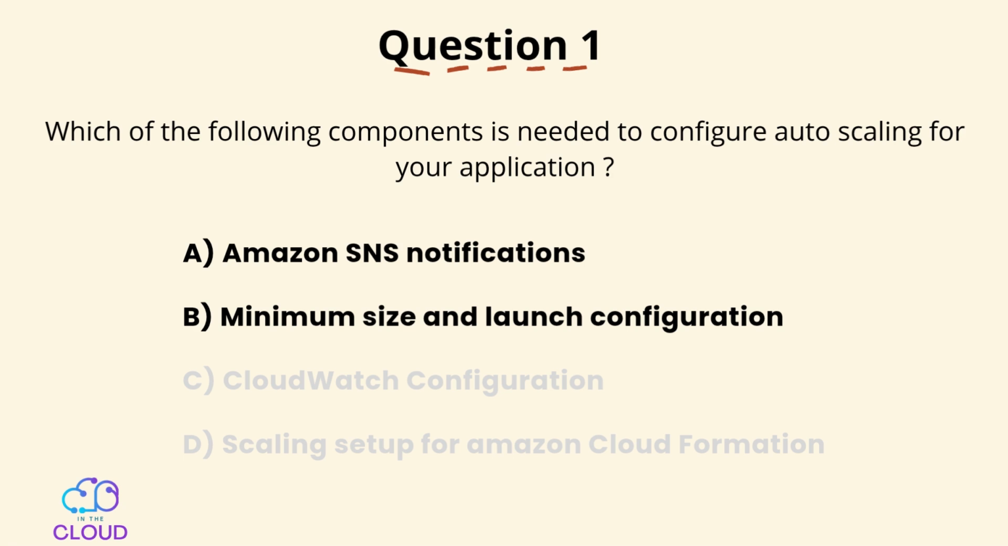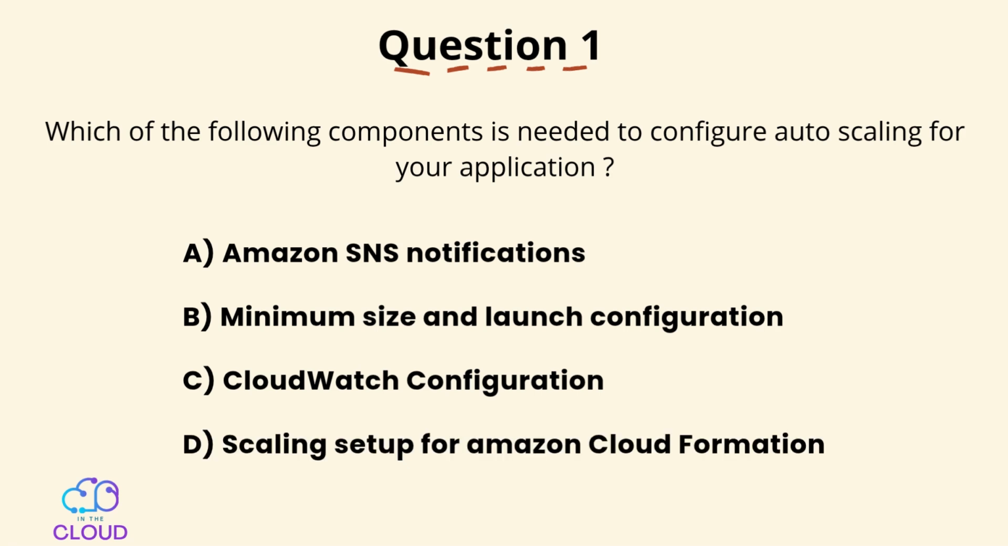Autoscaling group has attributes which need to be set during its configuration. They are launch configuration, now called launch template, and scaling policies, which are minimum, maximum, and desired capacity. C. CloudWatch configuration. It is possible to scale an autoscaling group based on CloudWatch alarms, and based on this alarm, we can create scale-out or scale-in policies, but this remains an optional configuration for your autoscaling group.